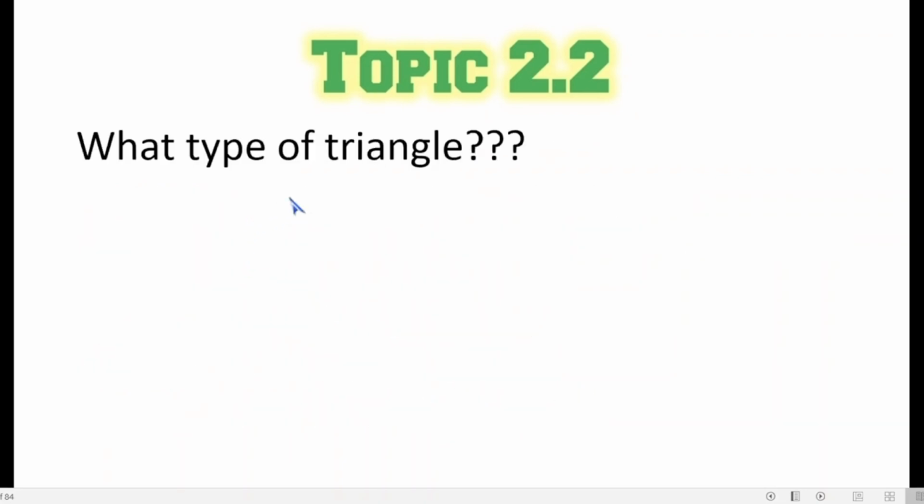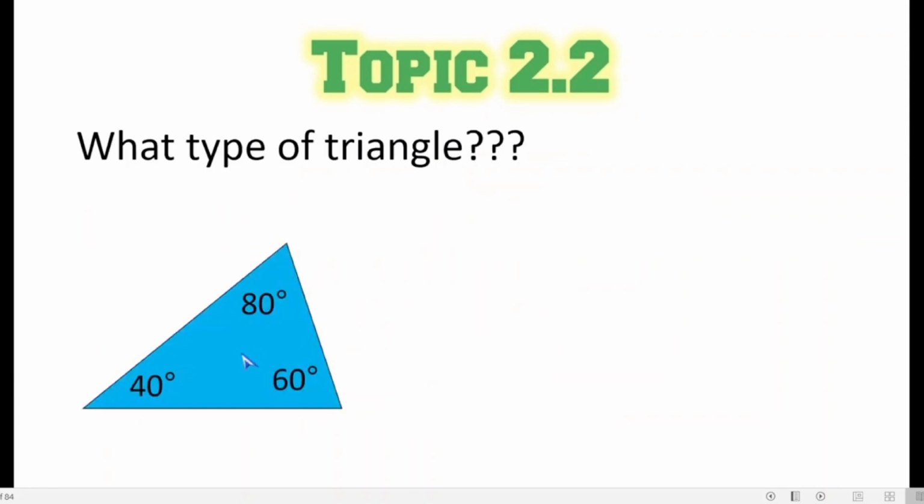Now let's test. What type of triangle is this? Okay, this is acute. As you can see, all the angles are less than 90. They are acute, and none of them are equal in measure. So scalene, acute scalene.